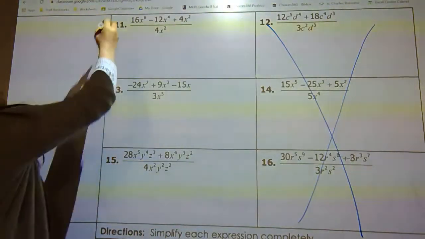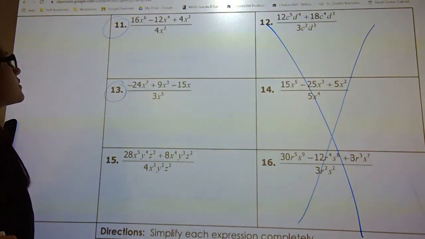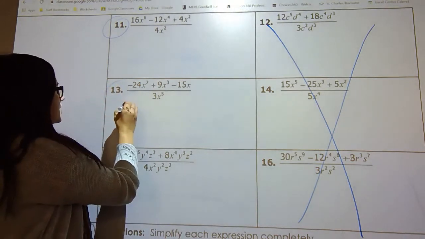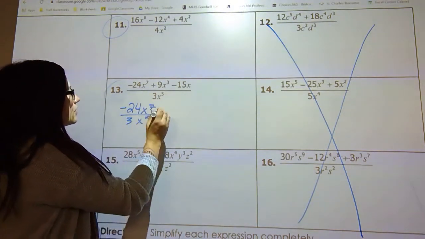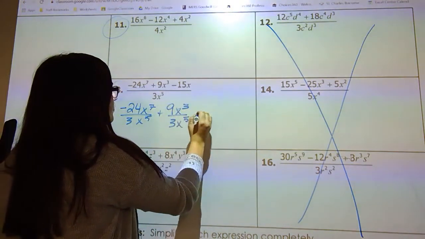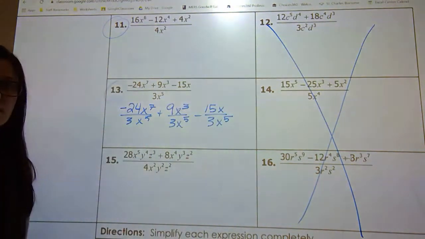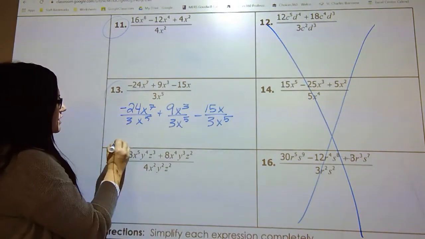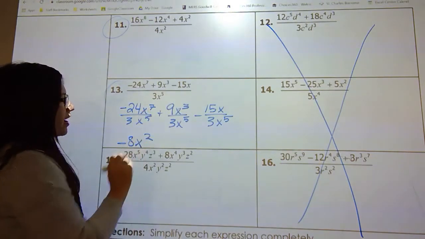Okay, I'm gonna leave number 11 and 13 for you guys. Actually, no, I'm gonna do number 13. Okay, so let's take a little bit of time to rewrite. Okay, so everything's underneath there, nice and neat, okay? Let's start going. So I have negative 24 divided by 3 is negative 8. X to the 7th divided by x to the 5th is x squared.